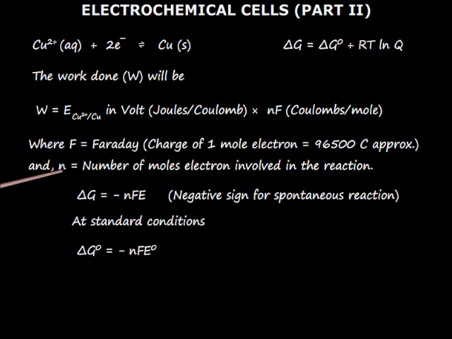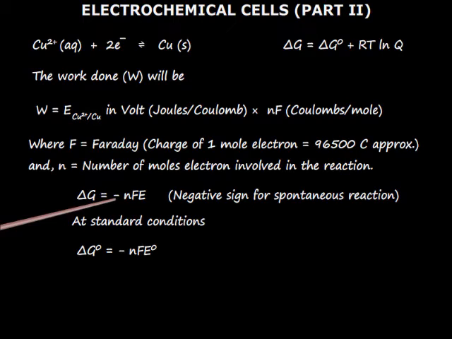Here N is the number of moles of electrons involved in the half reaction and F is the charge of 1 mole electron, which is called Faraday and is equal to 96500 coulombs approximately. This work done is due to the free energy of the reaction and will be equal to delta G. The negative sign shows that the reaction is spontaneous.